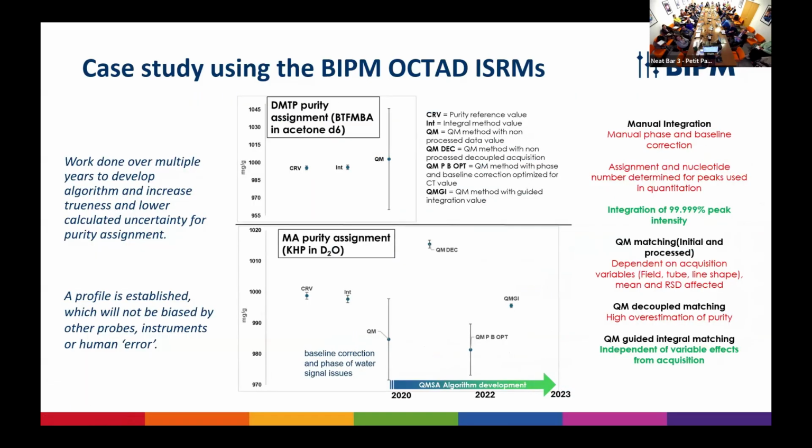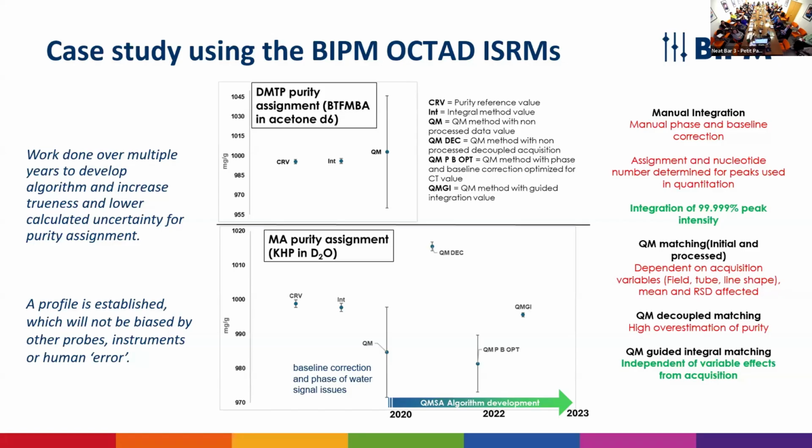So the work done on these two model systems of DMTP with D6, and maleic acid with KHP and D2O, has been done over multiple years by Gustavo and Matthias Niemann since 2020 to improve the algorithm and train the system on this. When it was first done, there were some issues in baseline correction and phase of the water signal. So again, looking at potential suppression efforts and improving spectral quality, or normalizing spectral quality for what the QM would expect to see.